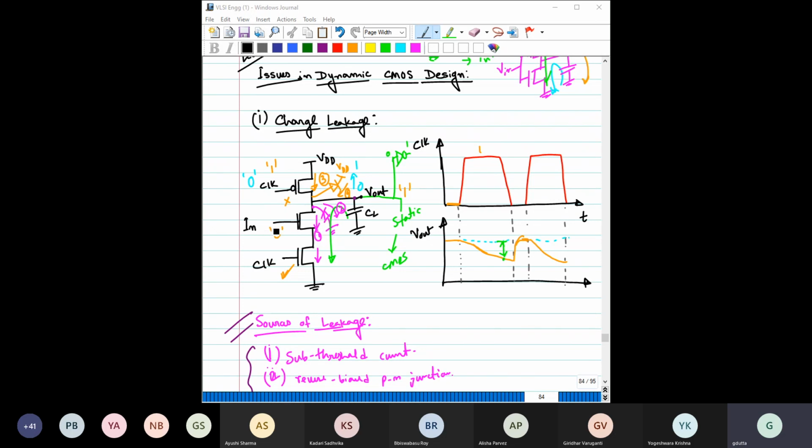For example, if the input is 0, then this transistor is off. So what do you expect? You expect that the charge stored here would be retained, and the voltage at this output will not change. But because of these leakage issues, there is a possibility of charge leakage, and as a result the output voltage will drop.